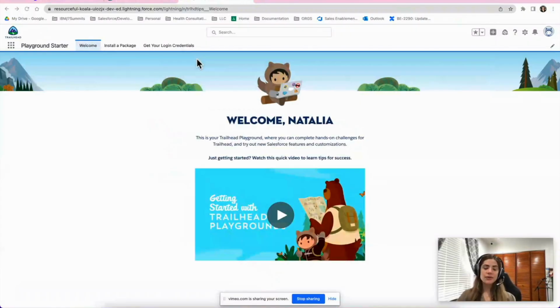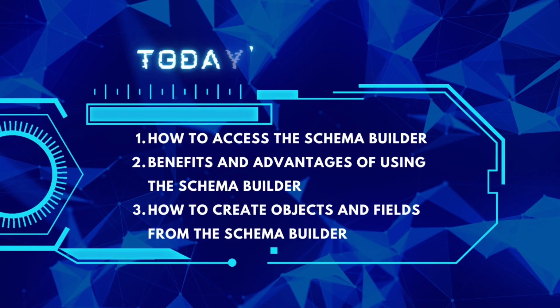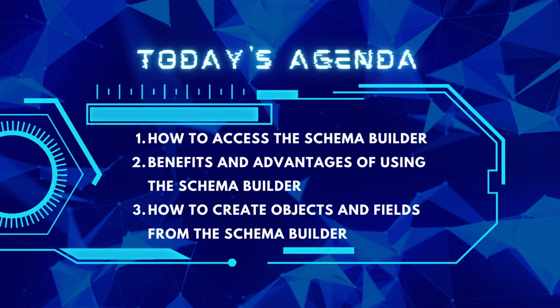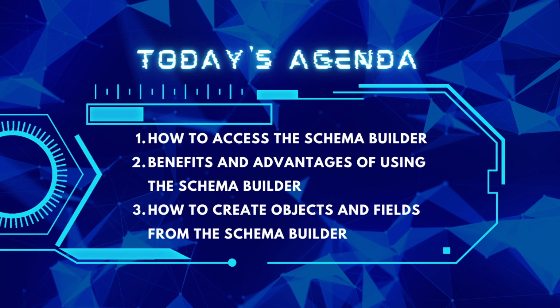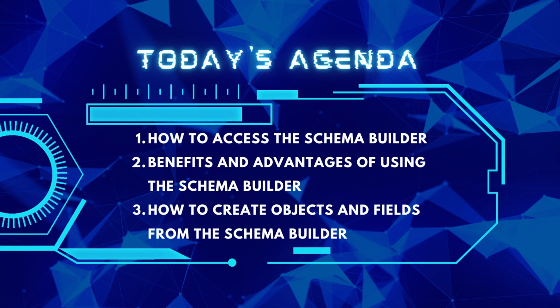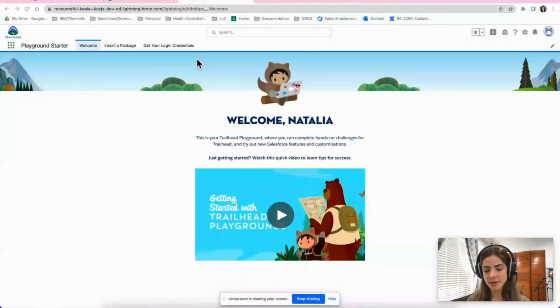So for this video, I'm hoping to show you some of the advantages of the Schema Builder, as well as how to find it. And finally, I'm going to walk you through how to create objects and fields, and I'm going to give you some real examples. I'm working from an instance, just your regular playground for my Trailhead. If you'd like to, you can follow along as well.